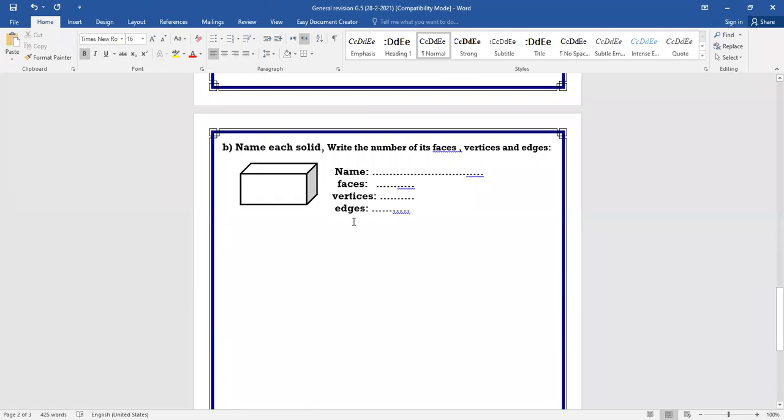What is the name of the following solid? What is the name of this solid? Rectangle? Rectangle only? No. Rectangular prism. Okay. How many faces are in the rectangular prism?